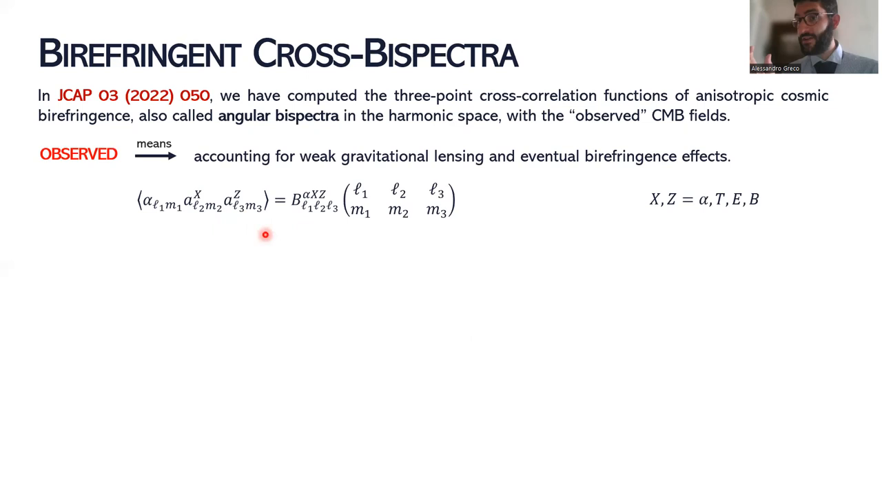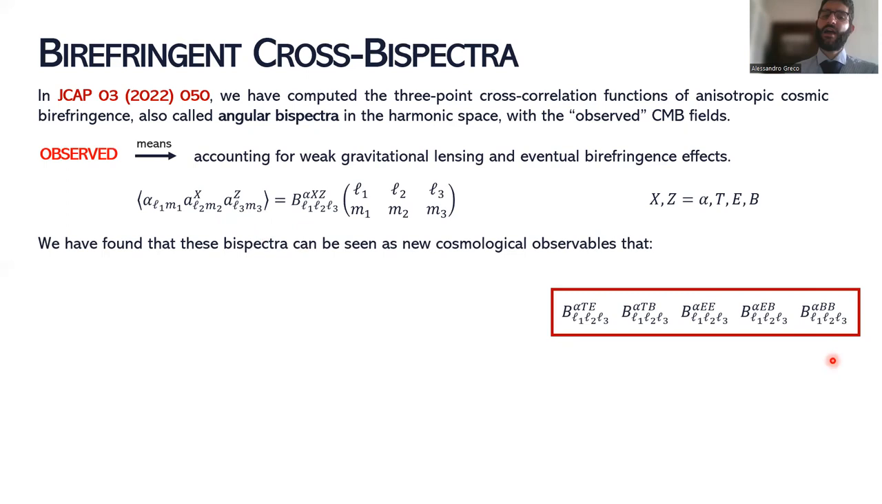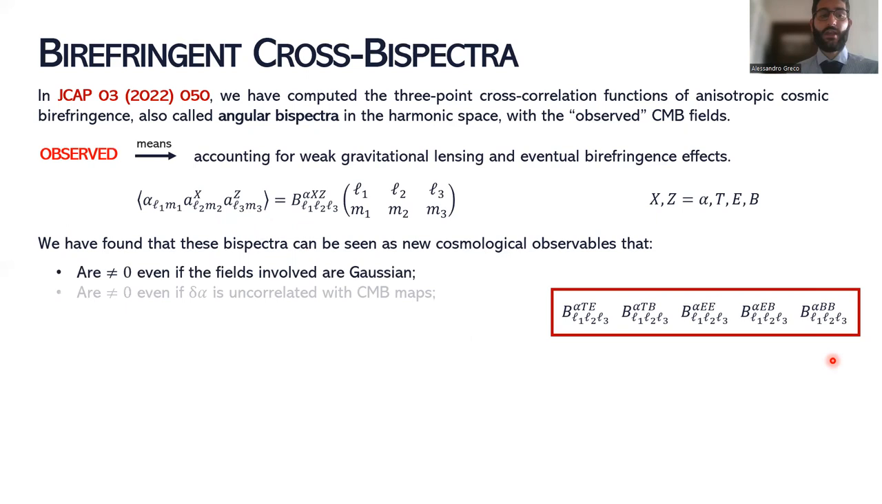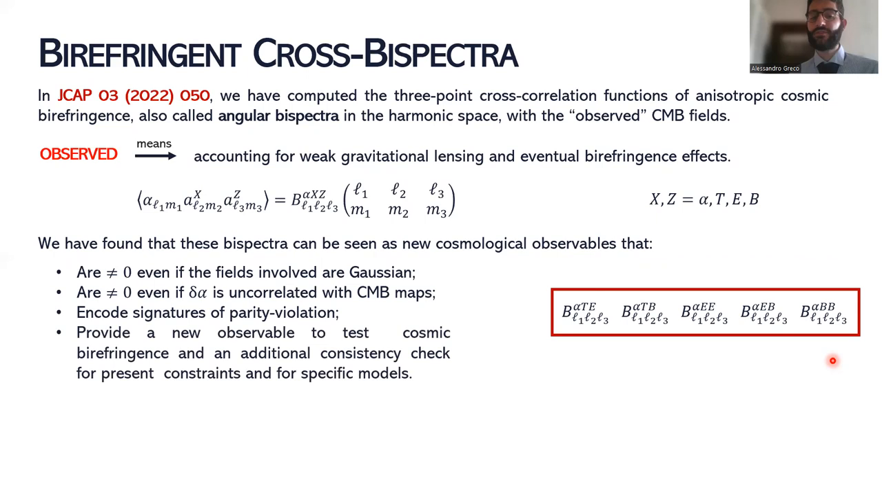And we have found that these five bispectra can be seen as new cosmological observables: they are non-zero even if the fields involved are Gaussian, even if delta alpha is uncorrelated at the two-point level with CMB maps, and they encode a signature of parity violation. So they provide a new observable to test cosmic birefringence and an additional consistency check for present constraints and for specific models. But how is that possible?